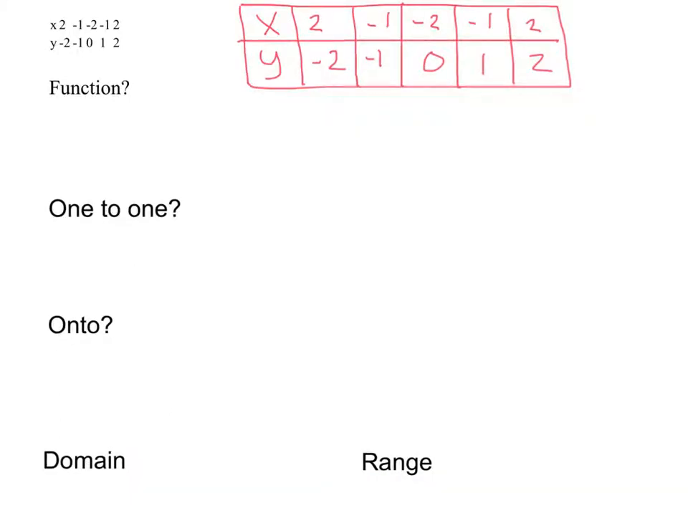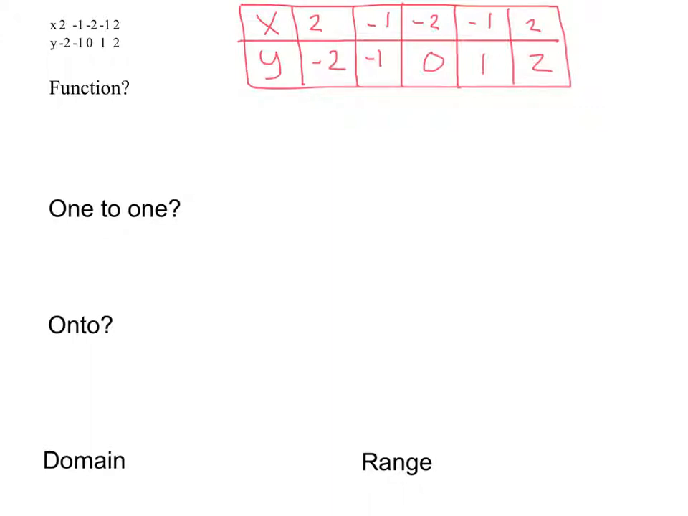Let's go ahead and look at example B. Now on your paper for your notes, it looks like this. It should actually be a table, so you'll have to go ahead and fix that. And we're going to talk about, is it a function, is it one-to-one, is it onto, and we're going to state the domain and the range.